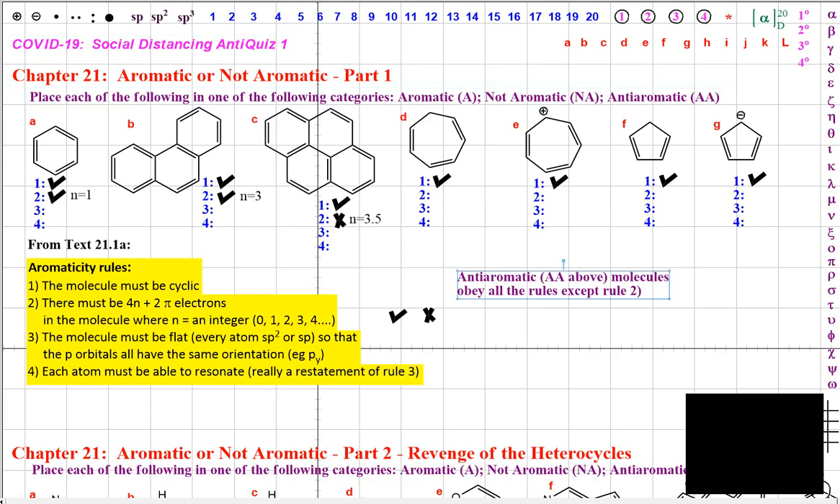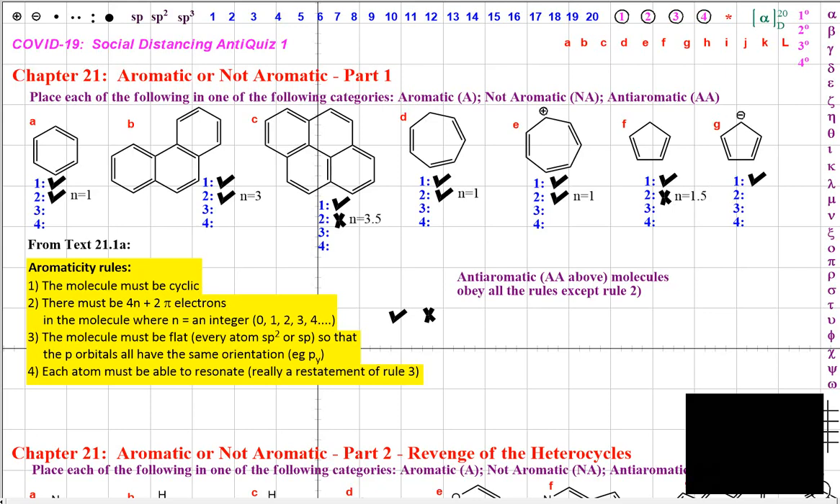Molecule D appears to have the same number of pi electrons as A, and so does E. Once again, counting 2, 4, 6 pi electrons for each molecule. There are no pi electrons other than this pi bond here and this pi bond here. That's 4, so n would equal 1.5 for this one. Once again, if all the other rules are obeyed, then we are anti-aromatic. Otherwise, just not aromatic.